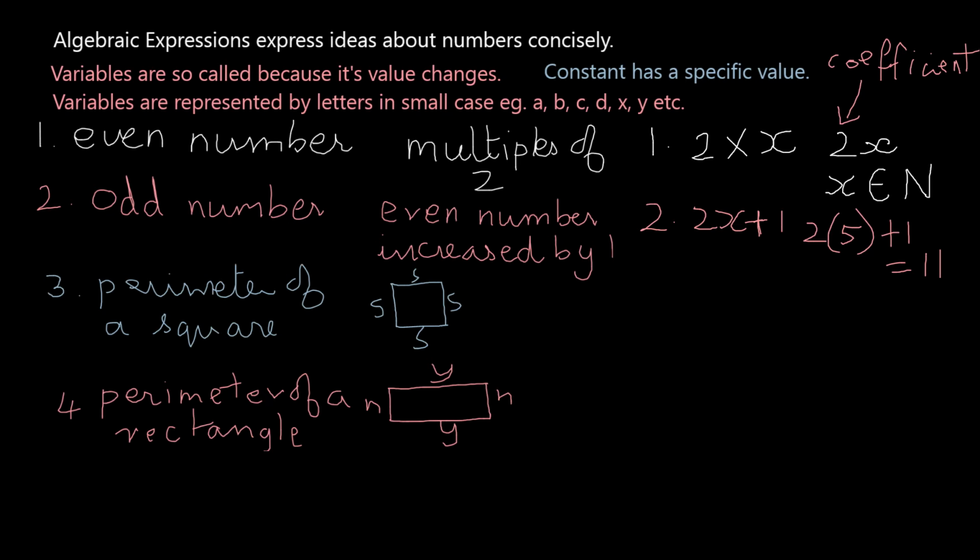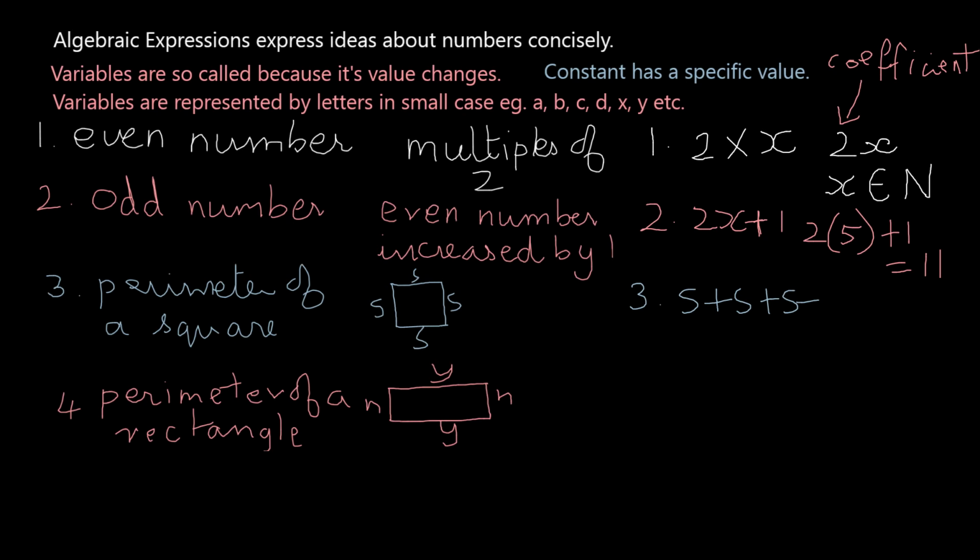Okay. Now let's see what is the perimeter of a square. What do you mean by the perimeter? When I'm talking about perimeter, it refers to the boundary. So if I were at this point in the square and I wanted to go round, that would be the perimeter of the square. So how much length would I have walked? I would have walked a length of s plus s plus s plus s.